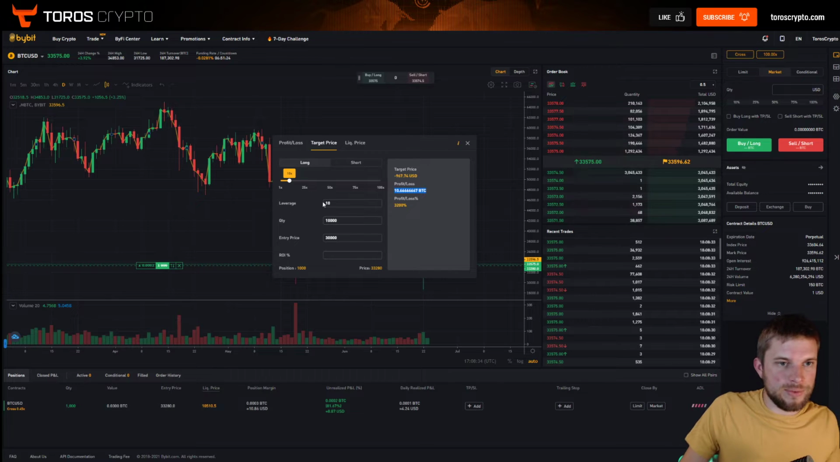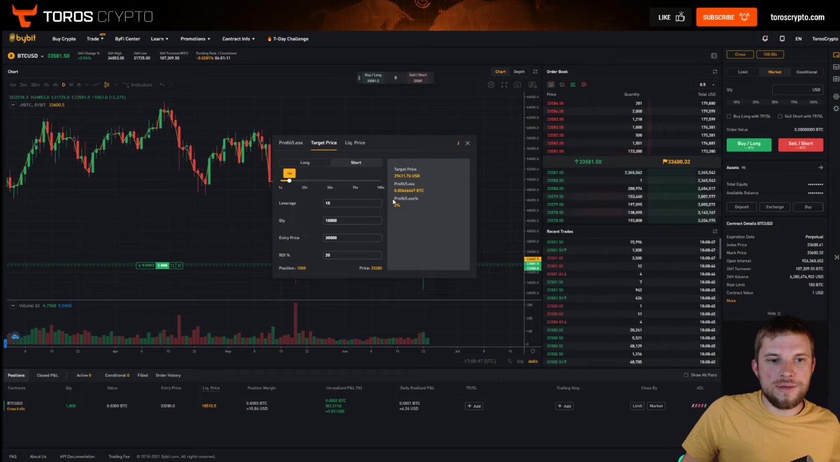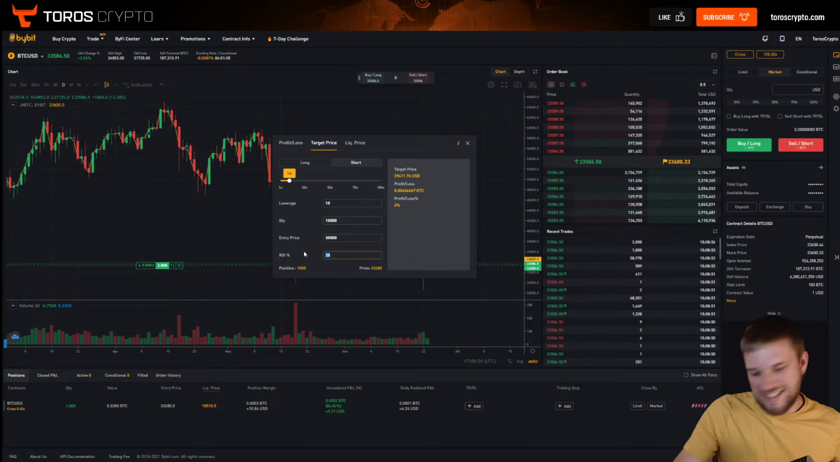So let's say again we wanted to take a short trade, for example a $10,000 trade, entering at $30,000, and we wanted to make 20% on that trade. This then tells you where price would need to go in order to make 20% on that trade. Let's actually increase that. Let's make that 480%.